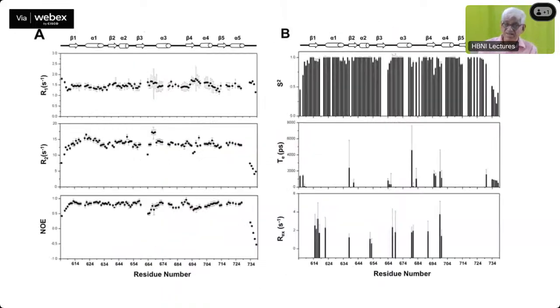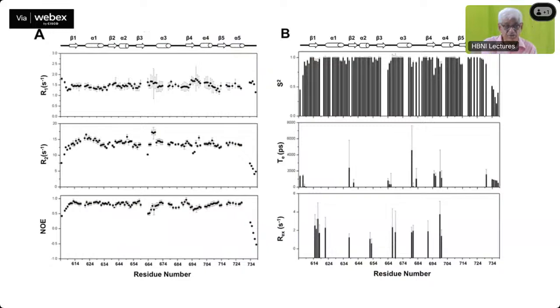Here is another example. You now have R1, R2, NOE data, which is what you collect on your protein. This is a protein about 130 residues long, and then you measure the NOEs. See, the NOEs are fairly low in this area.